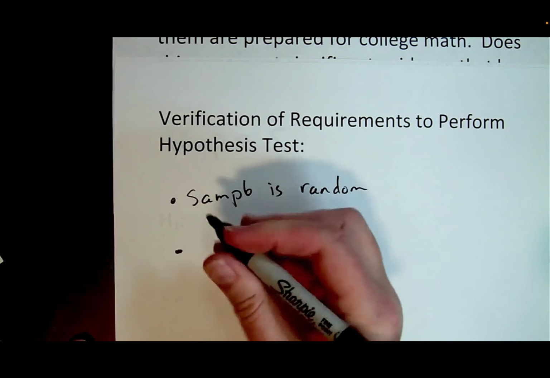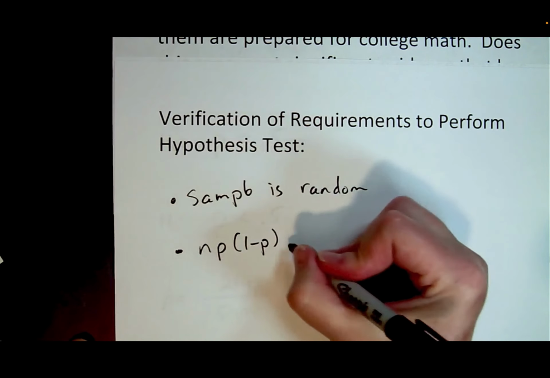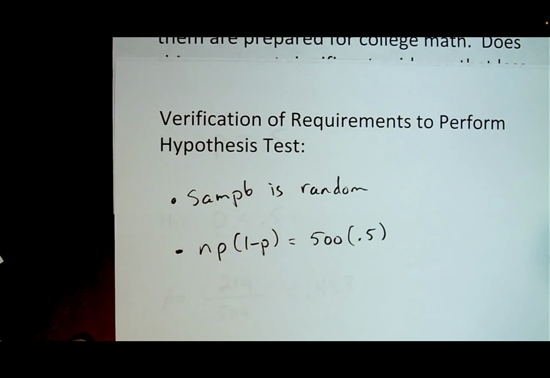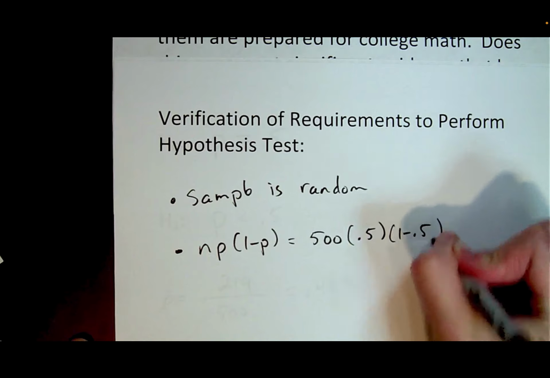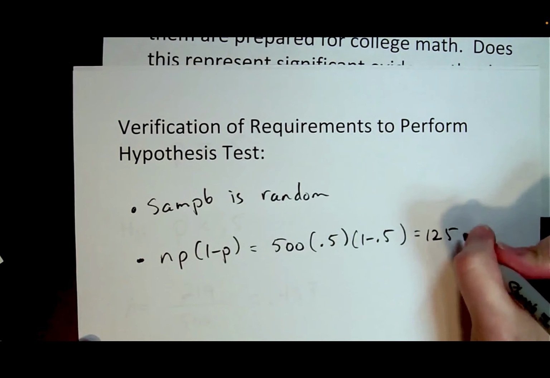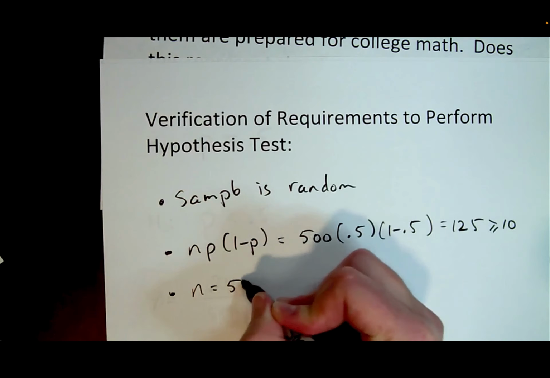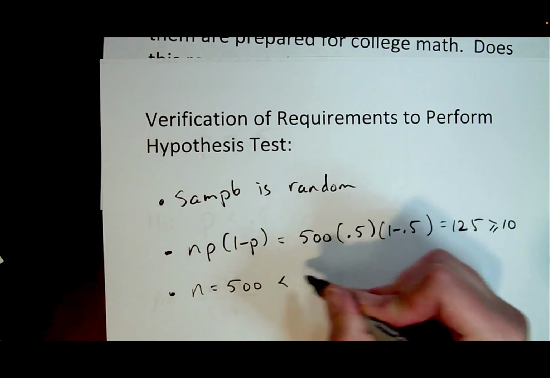We need to know that np times 1 minus p is greater than or equal to 10. So let's see, n is the sample size, that's 500. p is the population proportion, which we are assuming to be 0.5, and 1 minus 0.5. Do that on a calculator, you get 125, which is certainly greater than 10. And then third, the sample needs to be less than 5% of the population.